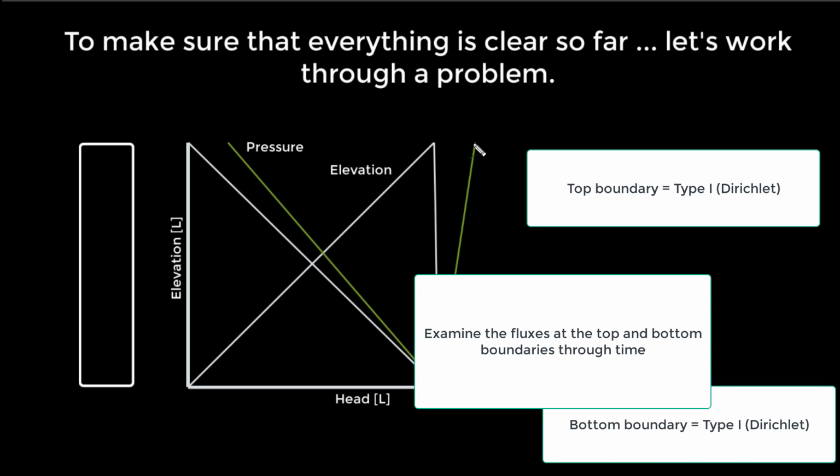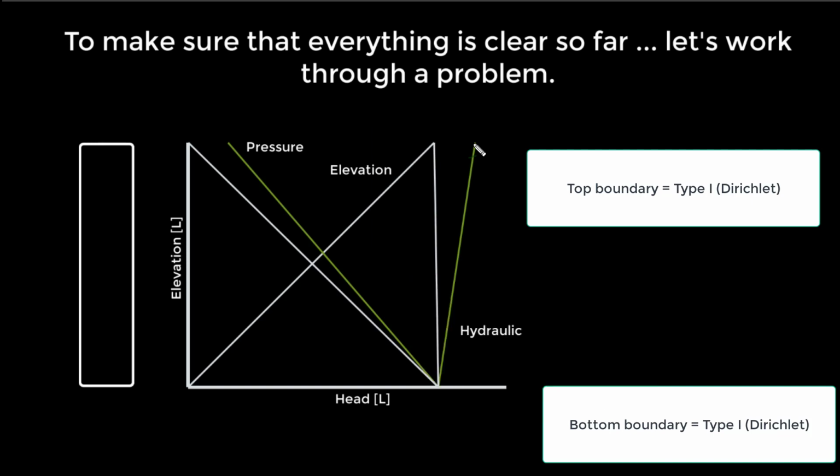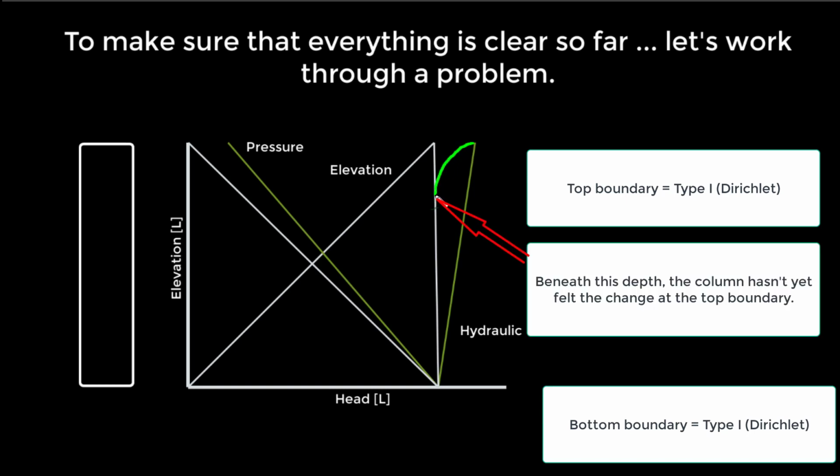What happens if the top boundary condition is a type 1 constant head boundary? For this condition, the head has to transition from its high value at the top towards a zero gradient, and the gradient must again be decreasing continuously with depth. So we have a very high gradient at the surface, decreasing to the initial gradient at some depth. Again, beneath this depth, the column still hasn't felt the impacts of the change in the top boundary.